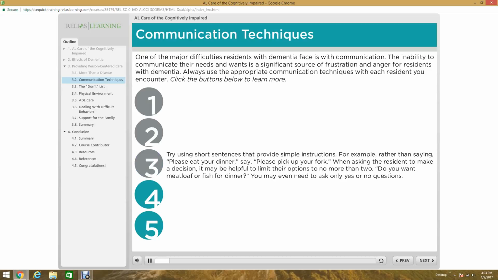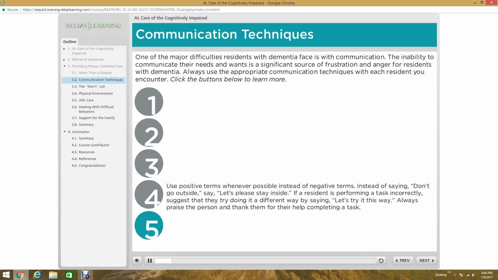Try using short sentences that provide simple instructions. For example, rather than saying, "Please eat your dinner," say, "Please pick up your fork." When asking the resident to make a decision, it may be helpful to limit their options to no more than 2. Do you want meatloaf or fish for dinner? You may even need to ask only yes or no questions.